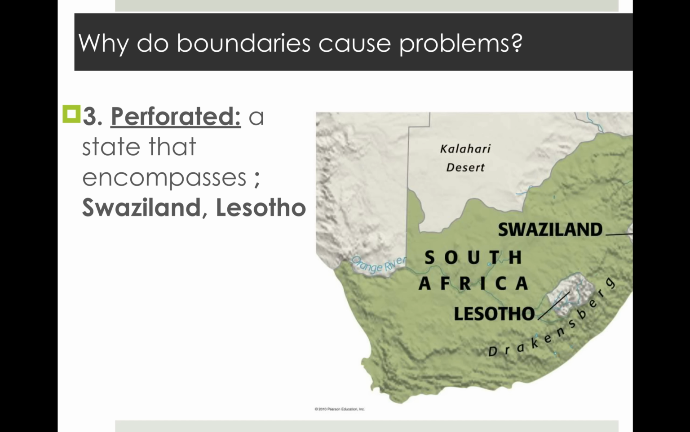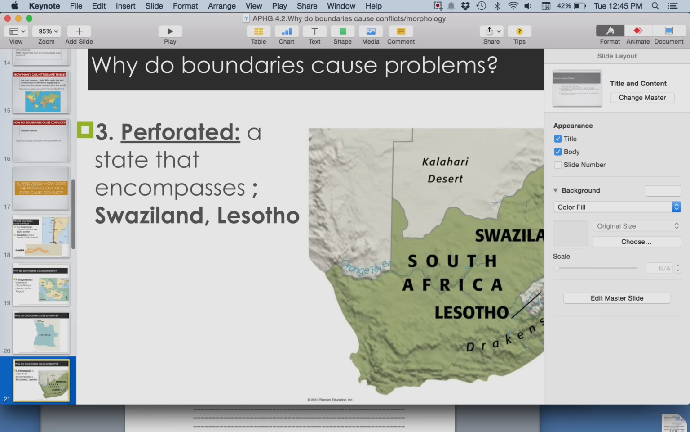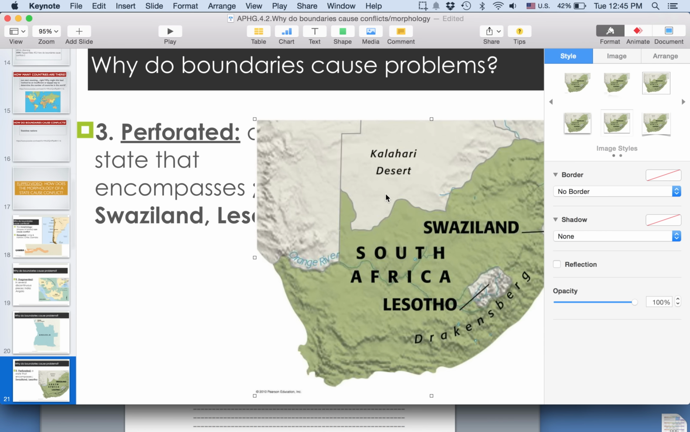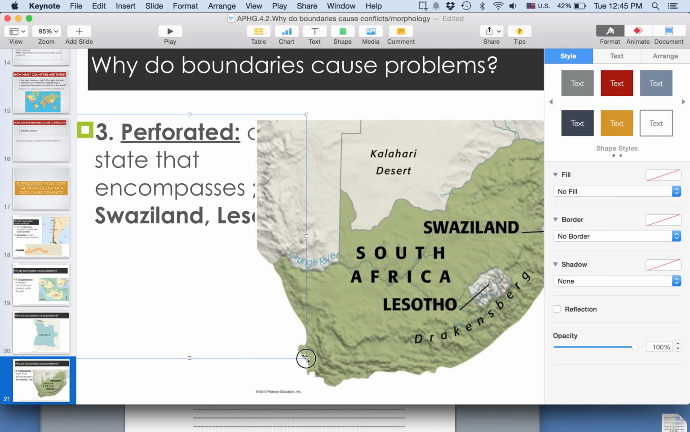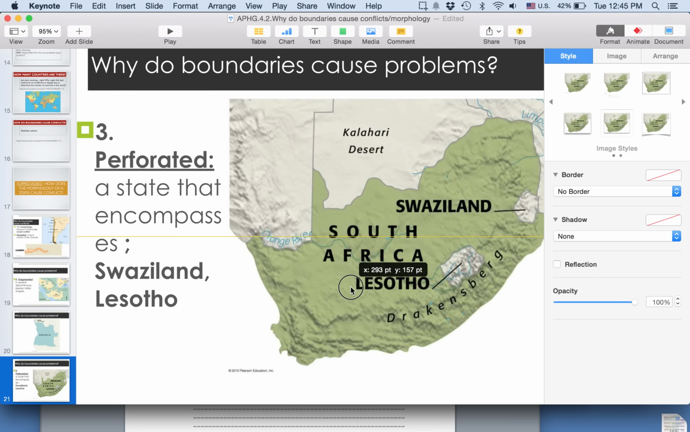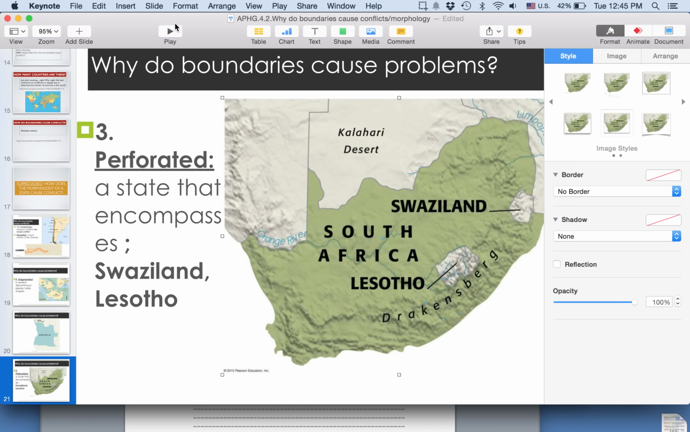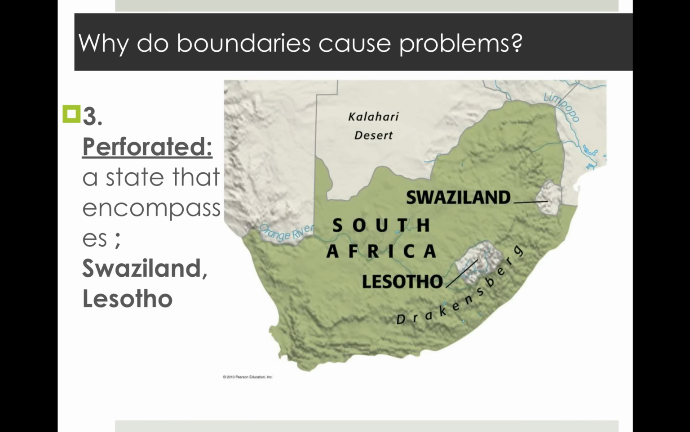Looking at the map, before I go any further, here is a map of the country of South Africa. South Africa is a perforated state because you'll note that Lesotho and Swaziland, I'm going to move this picture over just a bit so you can see a little bit better, Lesotho and Swaziland are two states that exist within South Africa.